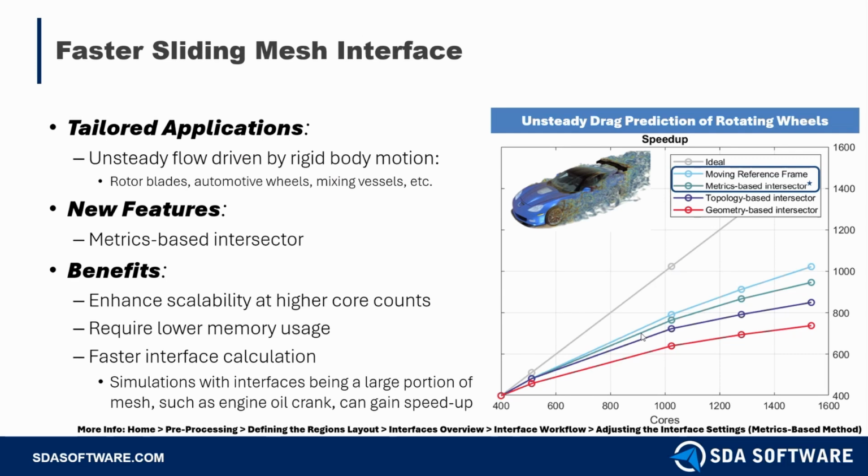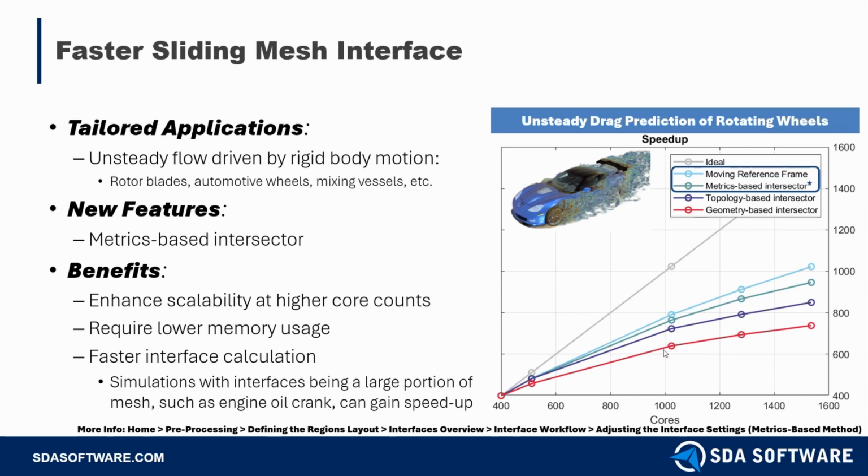But if we look at the new metric-based intersector, it is actually offering scalability comparable to the moving reference frame method, and is also requiring less memory compared to the other 2 options. And this lower memory usage can directly translate to the capability of loading a bigger mesh on the GPUs to take advantage of the GPU's performance as well.